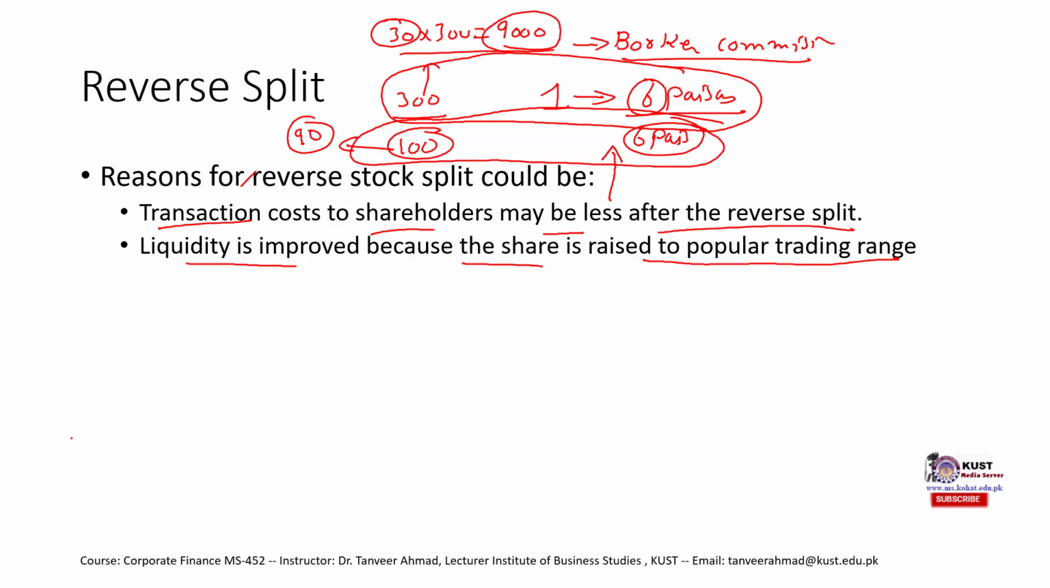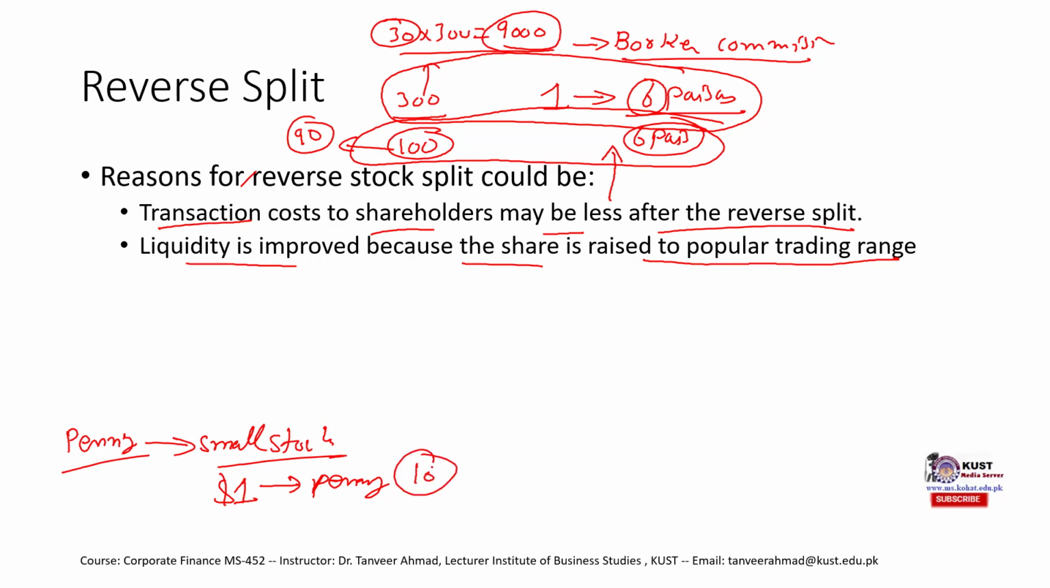Okay, so there is a terminology which is called penny stocks. This penny stock terminology is used for small stocks, right? So in US, normally any stock less than $1 would be called, say for example, a penny stock. In Pakistan, we can say that any stock less than 10 rupees, or even 15 rupees, can be called a penny stock. So there is no exact definition, but the idea is that these stocks have quite small price.